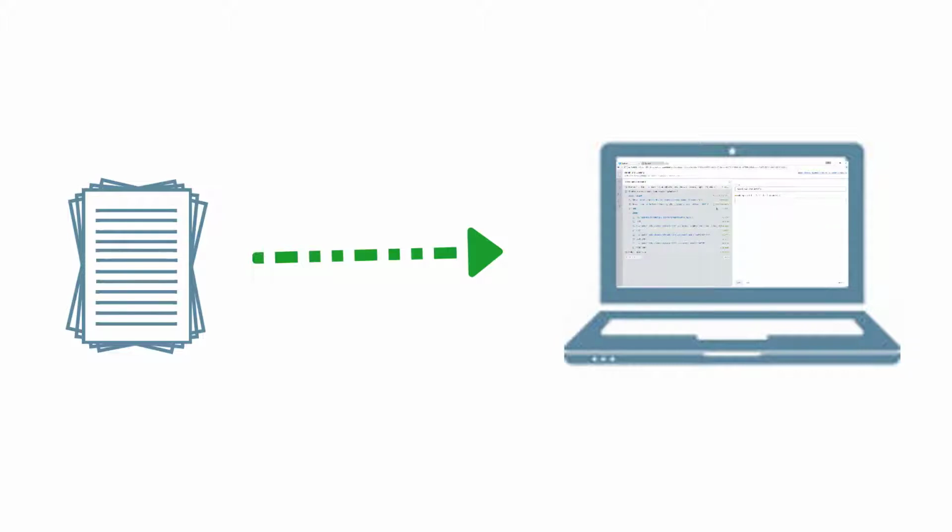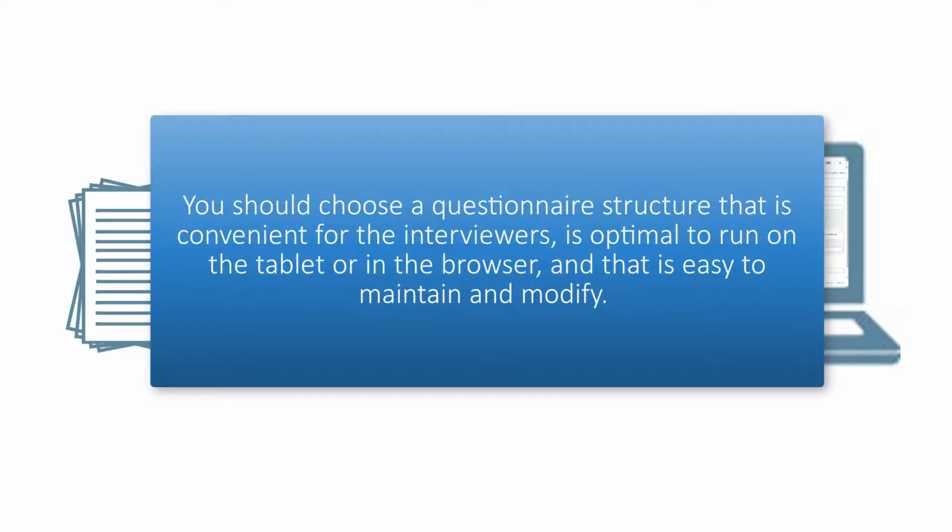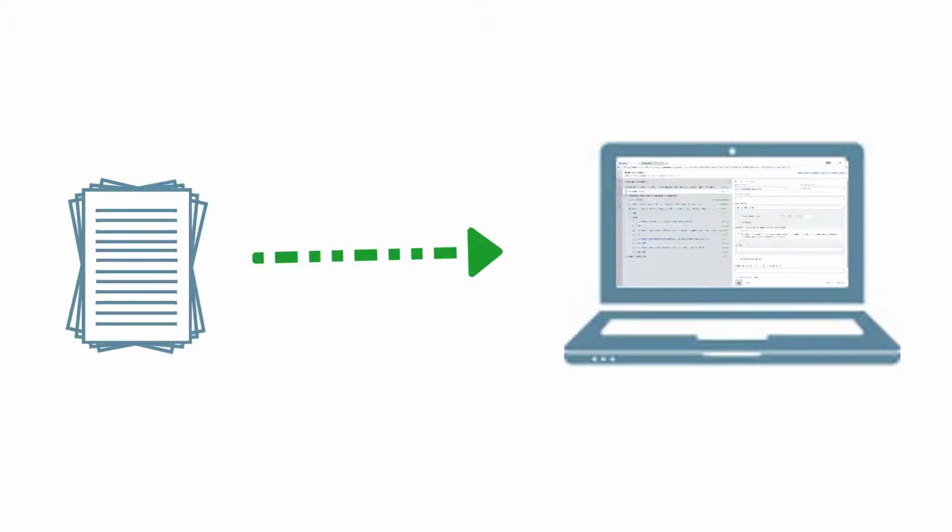When you develop a CAPI or CAUI questionnaire, you should choose a questionnaire structure that is convenient for the interviewers, is optimal to run on the tablet or in the browser, and that is easy to maintain and modify. The structure of the questionnaire chosen during the design will also have implications for the structure of the exported data.